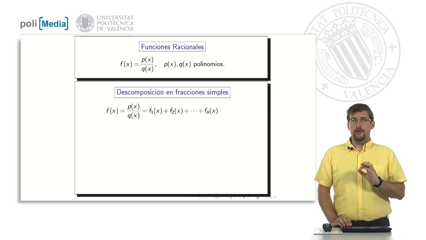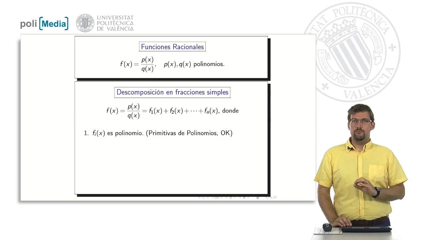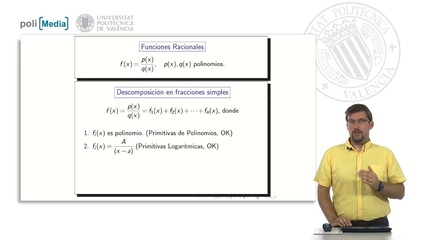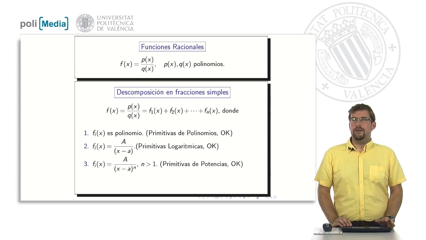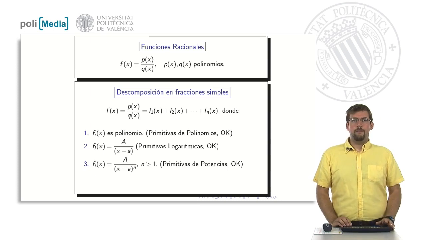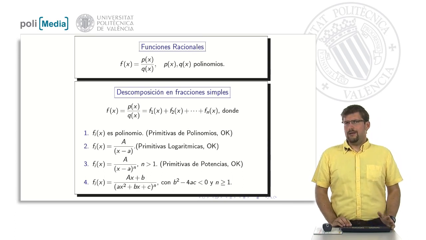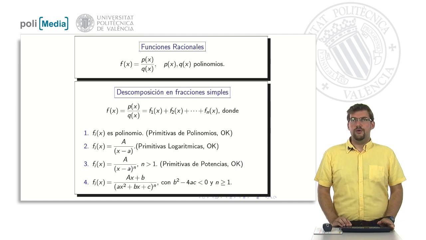The first one is a polynomial. There can only exist one, therefore there is only a single polynomial. And then the others fall into one of these categories: either a factor of the form x minus a, or a factor of the form x minus a raised to an exponent, or a factor of the form x plus b derived from a quadratic polynomial raised to a power, with the quadratic polynomial being irreducible in the real numbers. The first three types have an elementary antiderivative: polynomials, the second type includes logarithmic functions, and the third type comprises power functions.